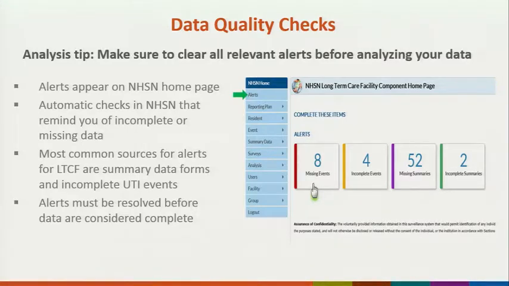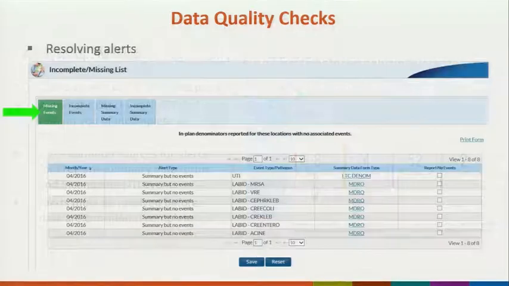So to see a specific event, first I'm going to click on the missing events. So this opens the alert page. And although we clicked on missing events, once the alert page is opened, you can see that you can access the other alerts using the tabs above the table.